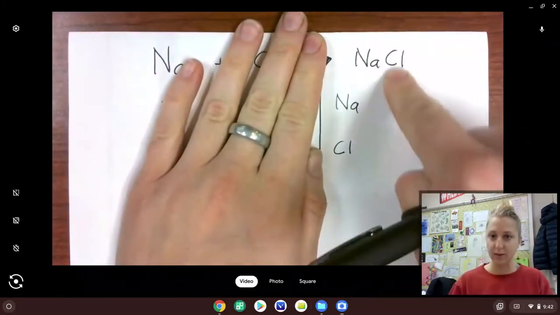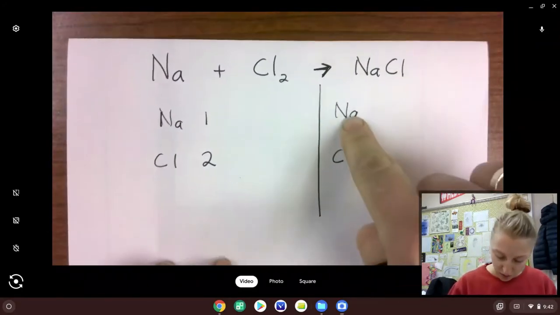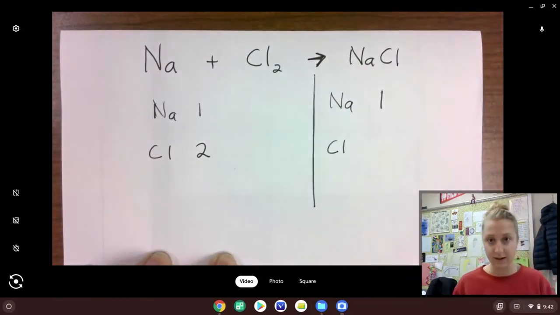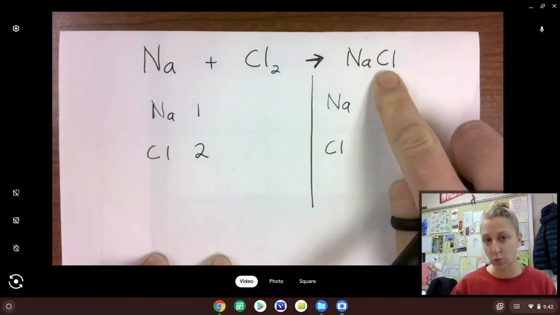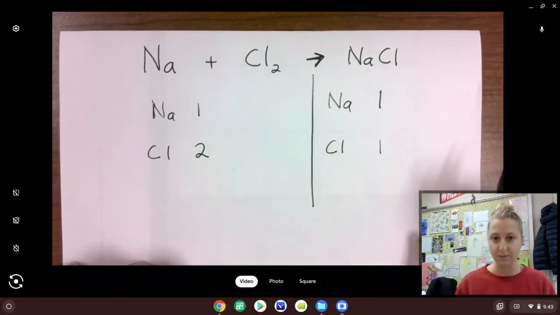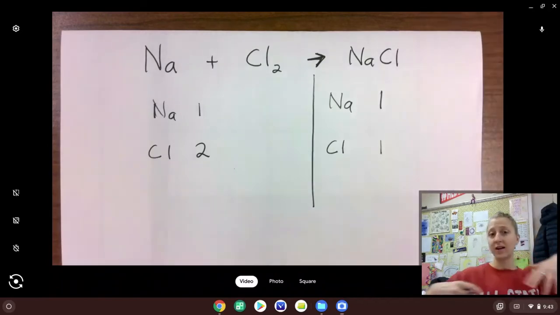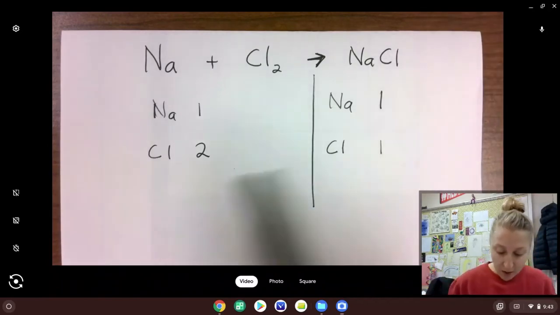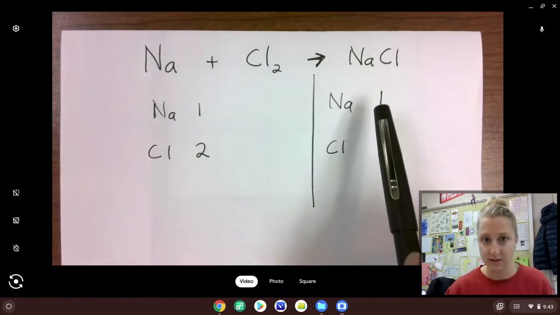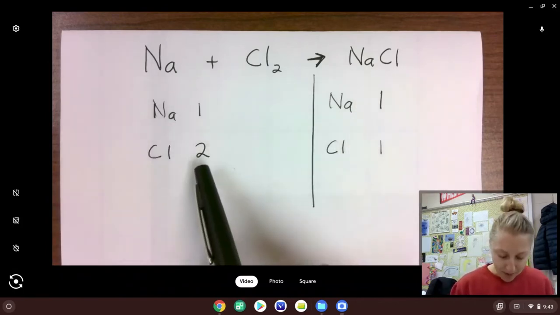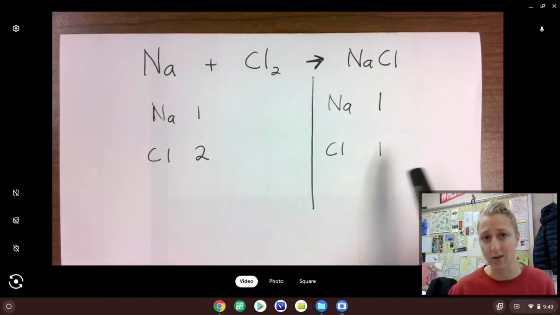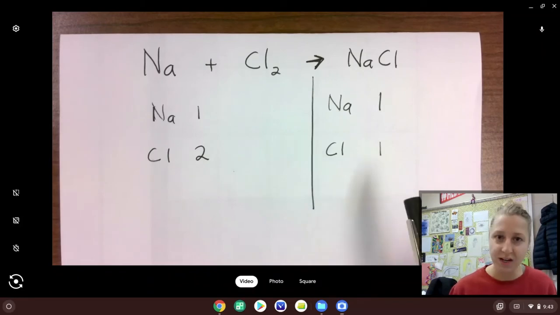Next, we're going to look at how many we have on this side. So Na, I just have one of them right here. There are no little numbers telling me anything different. And I also have just 1 Cl. Again, no little numbers there either telling me that I have anything different. So again, the law of conservation of mass, we have to have the same numbers of things. So my sodium is balanced. That obeys the law of conservation of mass. But I can't start with 2 Cl's and only end with 1. That breaks that law. So I have to change some things.